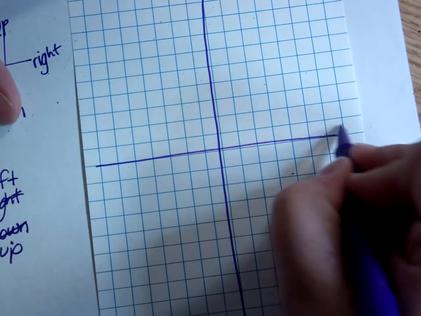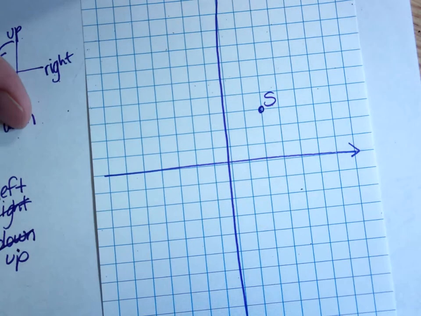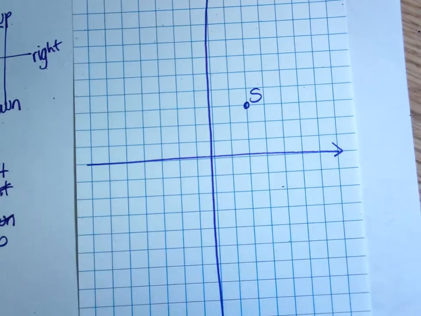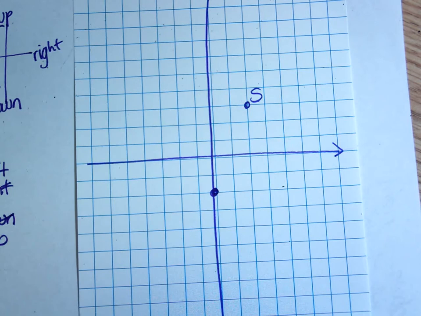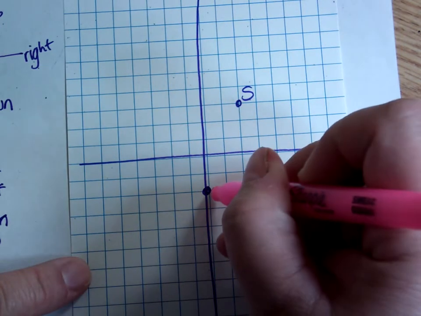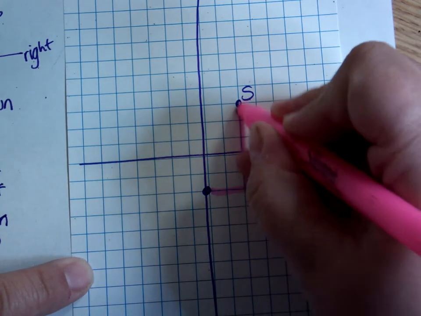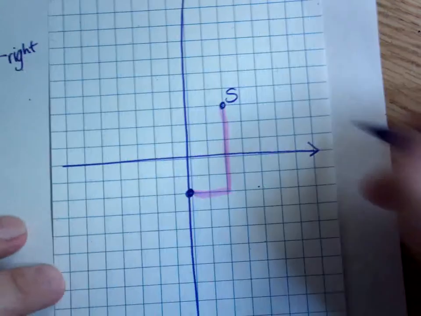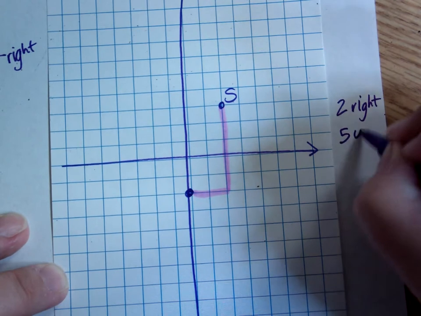So this point that I'm rotating is 2, 3, and we're calling it S. And it's going 270 about the point 0, -2. The point 0, -2 is right here. So I need to figure out where S is with respect to 0, -2. Well, it's 2 to the right and up 5. So currently S is 2 to the right and up 5. 2 right and 5 up.